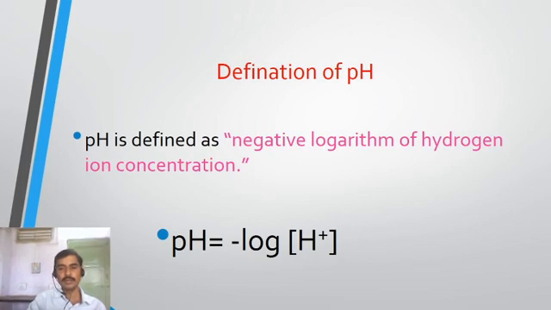The scientific definition of the pH is: hydrogen ion concentration of an aqueous system is called pH. The mathematical equation of the pH is pH equal to minus log of concentration of H plus.